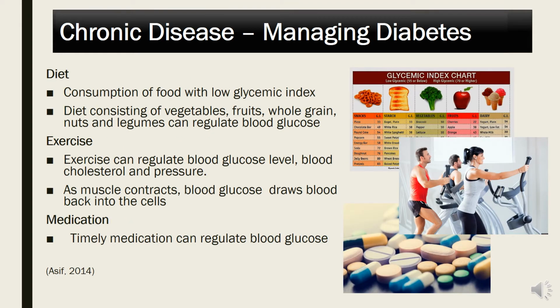Diabetes cannot be cured. However, diabetes can be managed through exercise, diet, and medication. For example, eating a diet consisting of vegetables, fruits, whole grains, nuts, and legumes can regulate blood glucose. Regular exercise can lower blood glucose level by contracting the muscle, which draws blood back into cells. Lastly, taking timely medication can also regulate blood glucose.